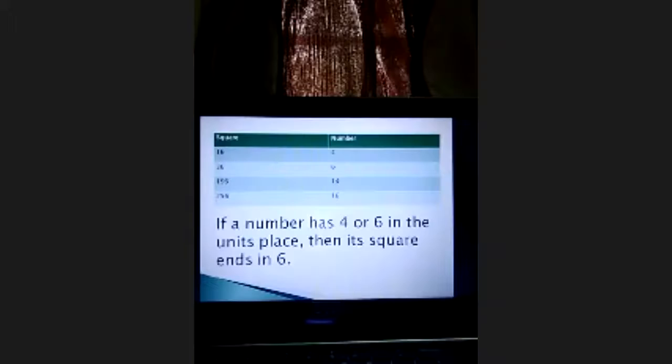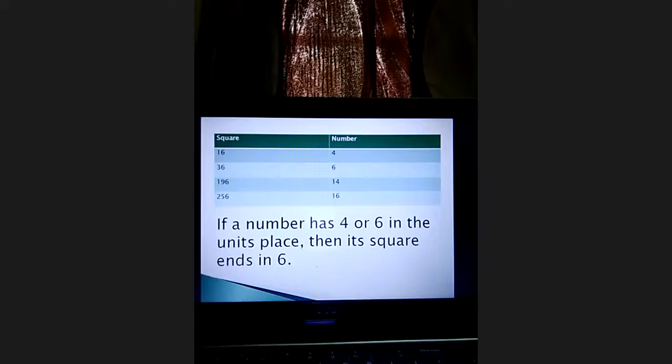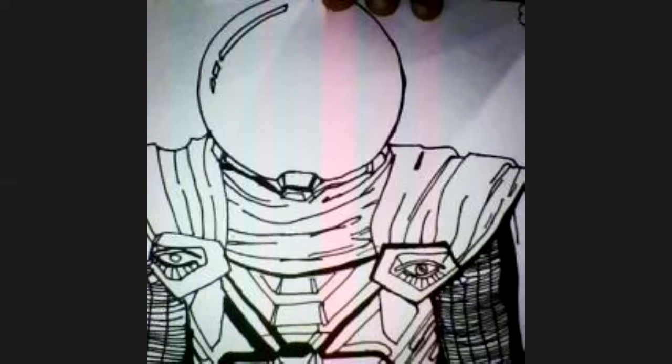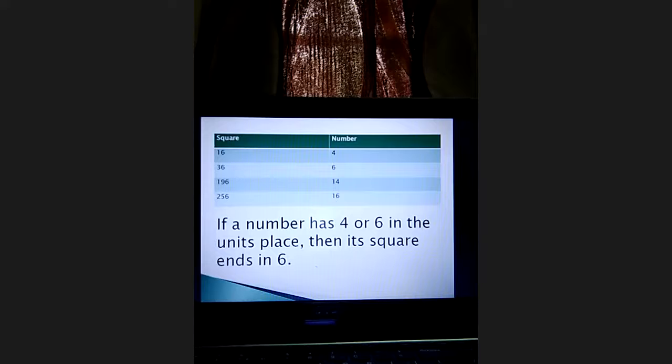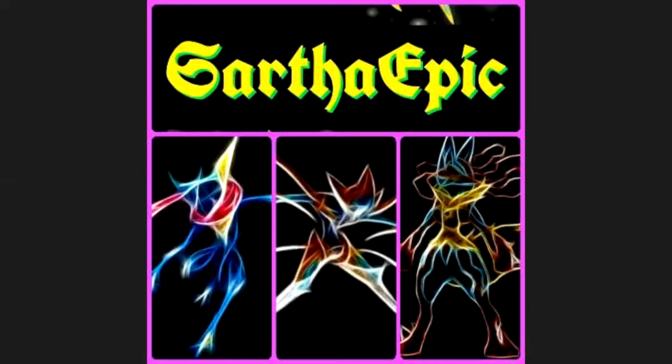Square of 4 is 16. Now let me repeat. Now don't say ma'am, kindly listen to me. Square of 4 is 16. Square of 6 is 36. Square of 14 is 196. And square of 16 is 256. All these square numbers are ending with 6. You can try on your own for 26, 36, 34, 24 or any other number, and I'm sure their squares will also end with 6. Is this clear to you?